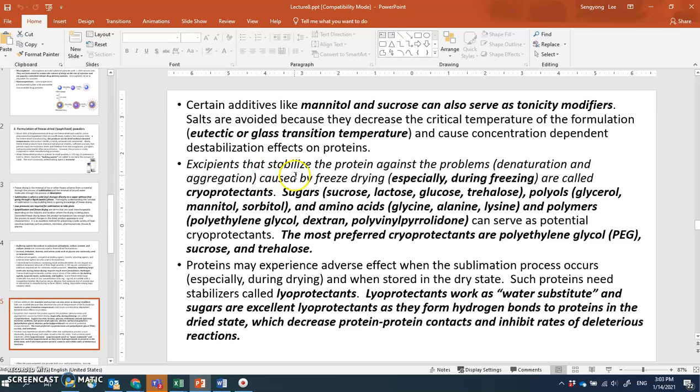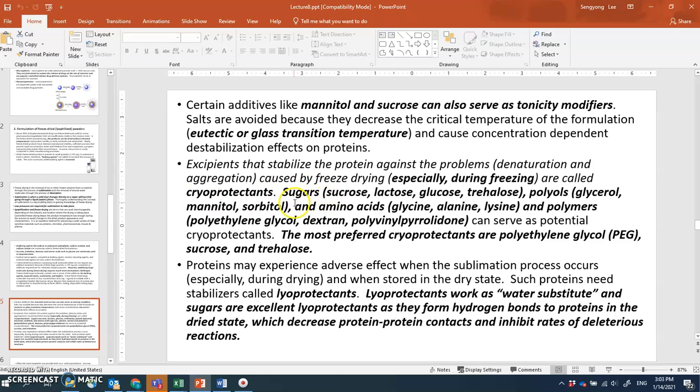Excipients that stabilize the protein against the problems of denaturation and agitation caused by drying, we call lyoprotectants, right? During the freezing process, we call them cryoprotectants. Understand the difference between lyoprotectants and cryoprotectants. Lyoprotectants protect against drying conditions, and cryoprotectants protect against the freezing condition. So that's the difference, right?